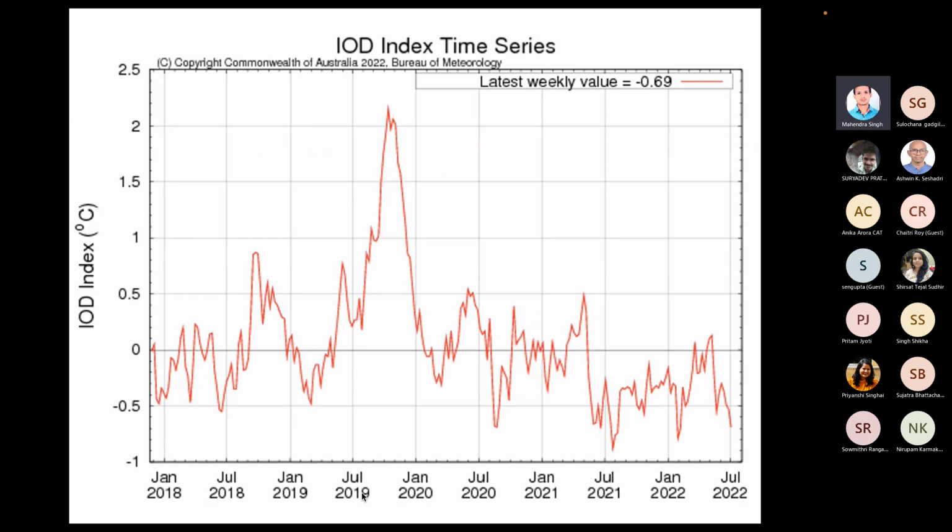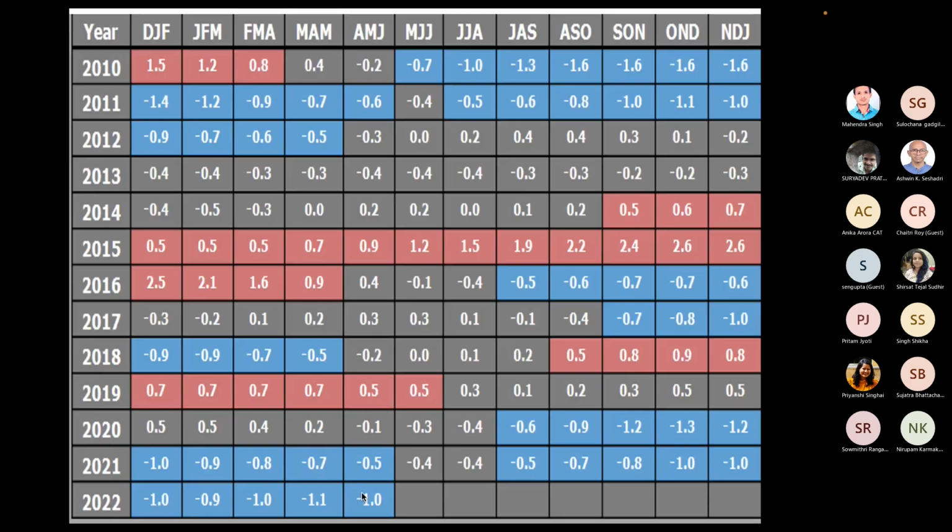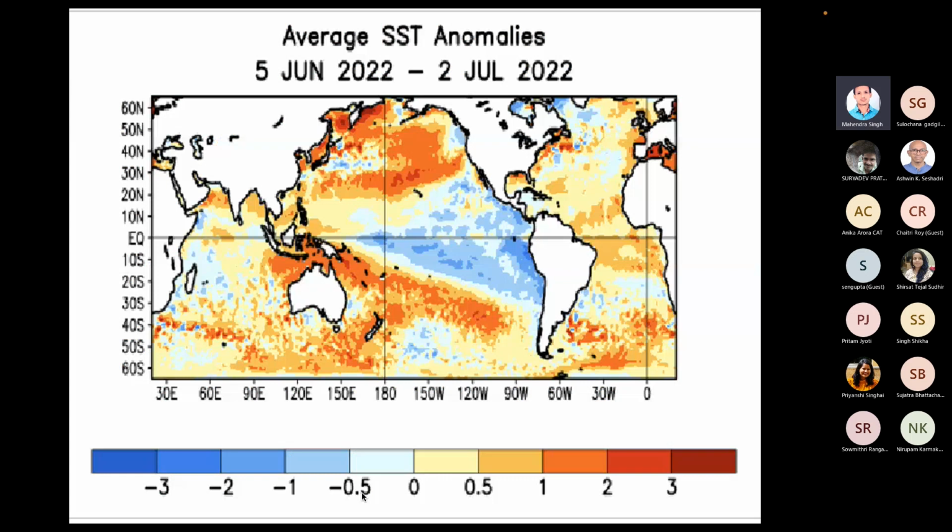This is IOD. IOD is around -0.7. Now this to me is surprising. If you look at the SST anomaly map, it's not obvious that it's a negative IOD, looks like a positive IOD. So Vinay, can you clarify why this is not consistent with that picture? Doesn't look like a negative IOD, right? Not yet. There's a slight hint of cooling near Somali Coast, that's it.